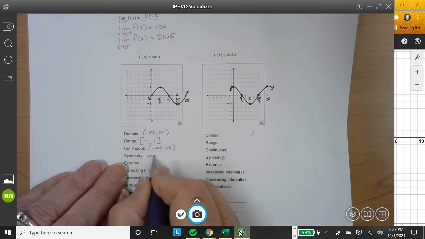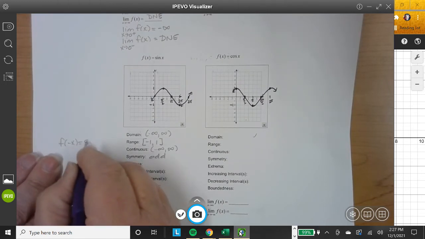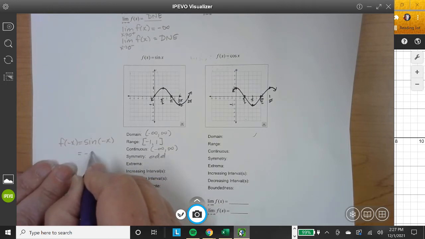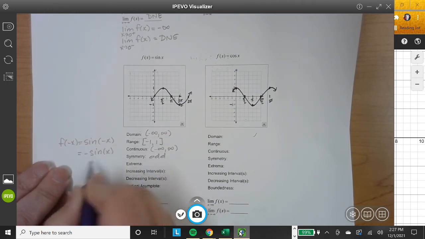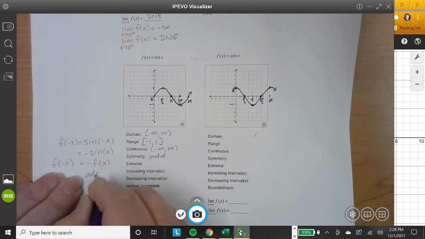It has odd symmetry. And if you go f of -x equals sine of -x, sine has that property where you can pull the negative out, right? And this is negative f of x. So f of -x is equal to negative f of x, which makes it odd.